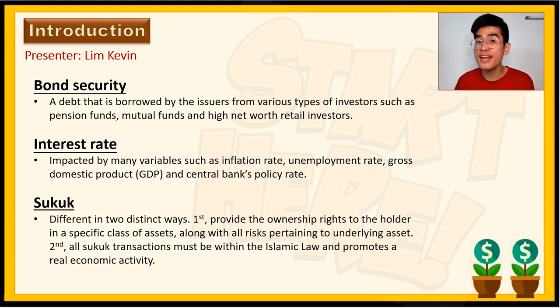Moving next, interest rate. Interest rate is impacted by many variables such as GDP and the central bank's policy rate, or in the case of Malaysia, we call it OPR or overnight policy rate. Market interest rate, sometimes known as yield to maturity, reflects the market participants' judgment on the value of the bond securities. Lastly, Sukuk. Sukuk is different in two distinct ways and has become a more popular alternative instrument to the conventional bond in the financial market in the last 2 decades.